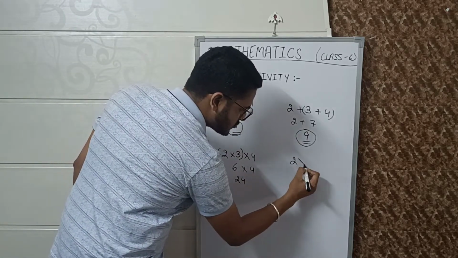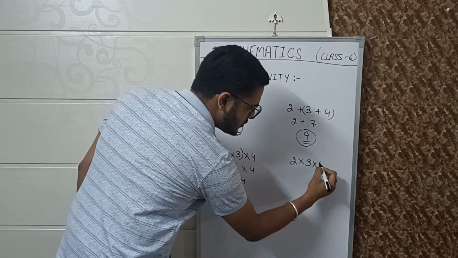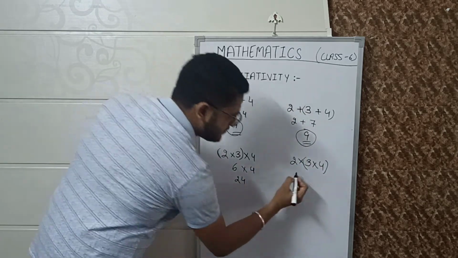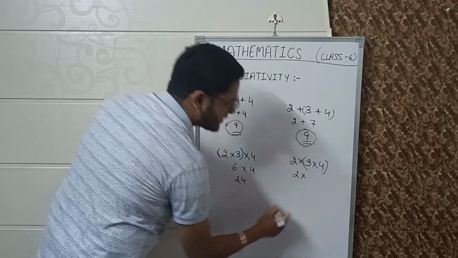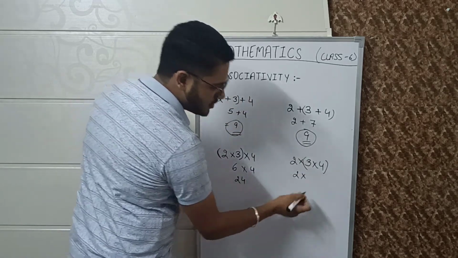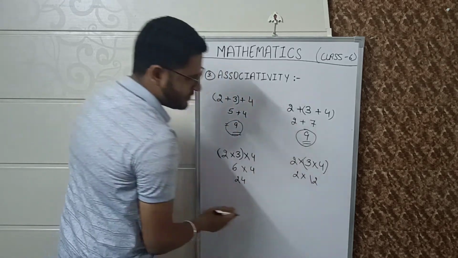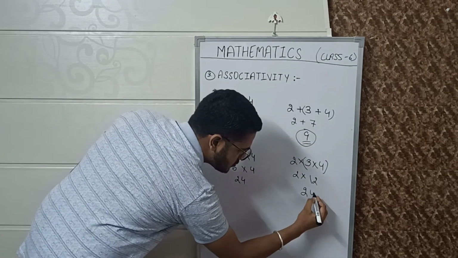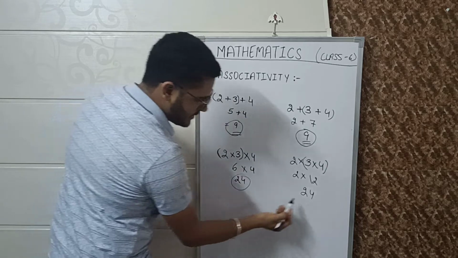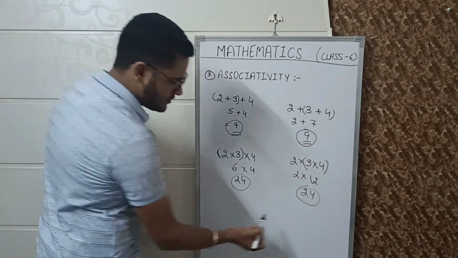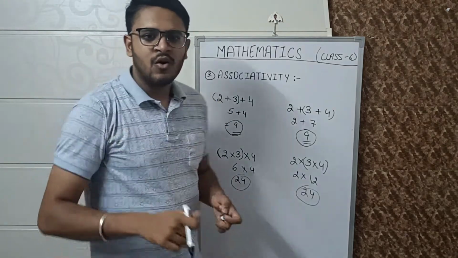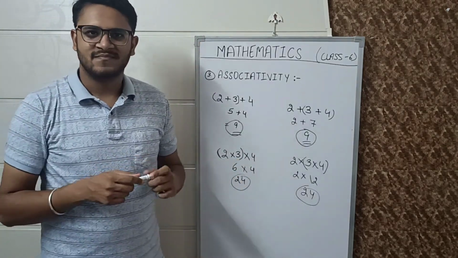Now again 2 into 3 into 4, but this time associating 3 and 4. Solving it, 3 into 4 is 12, right? Now what are we left with? 2 into 12, and 2 into 12 is 24. In the case of multiplication also, our answers are the same. This is called the associative property of whole numbers, right?